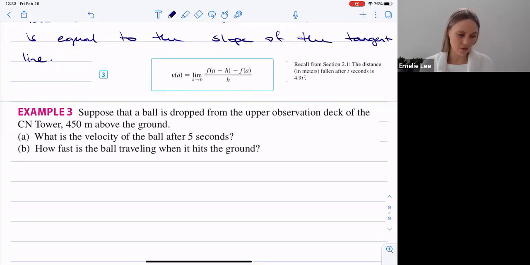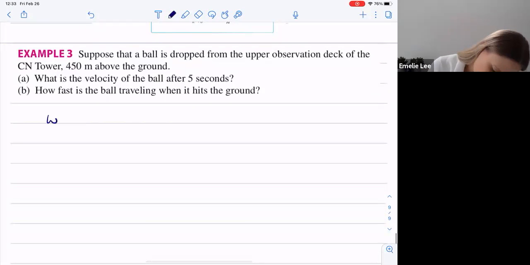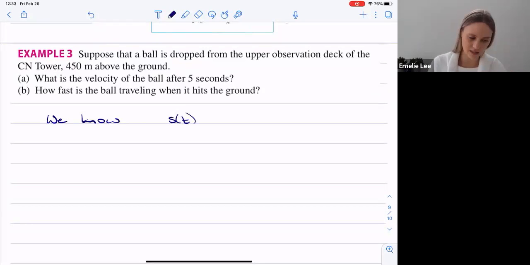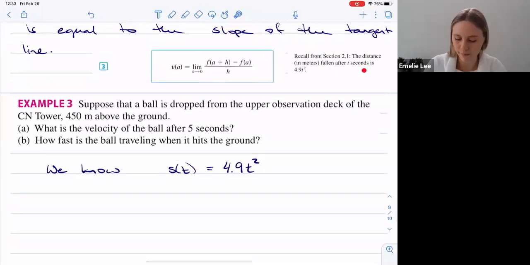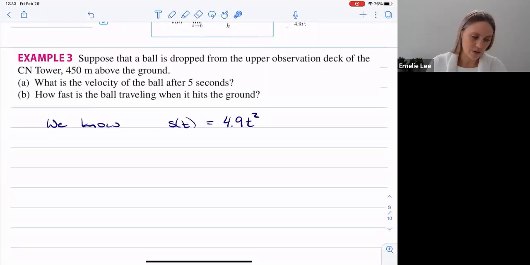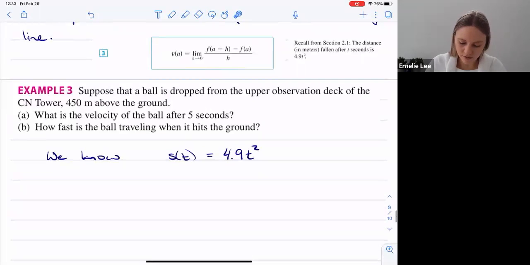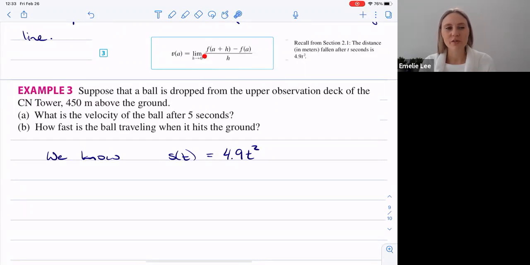So, okay. We know that s of t, which is the distance, is 4.9 t squared. And that's just from here, I gave it to you in the sidebar. Instead of talking about s of t, because we actually have the velocity in terms of f, I'm going to replace s with f. It doesn't do anything, but otherwise this would be s of a plus h minus s of a. Doesn't matter.